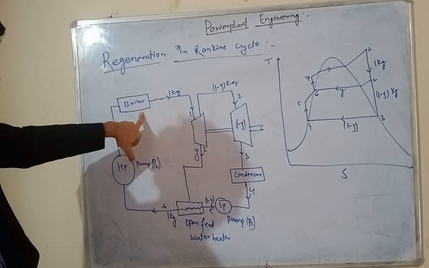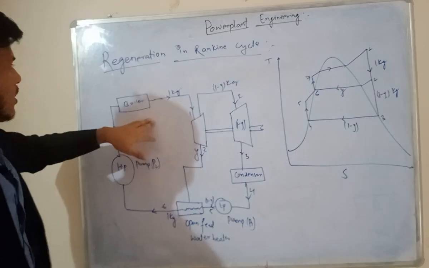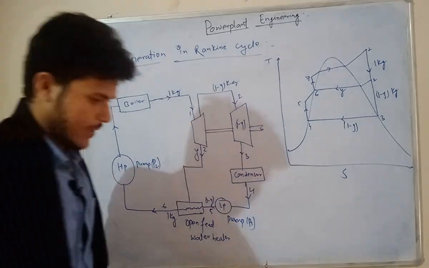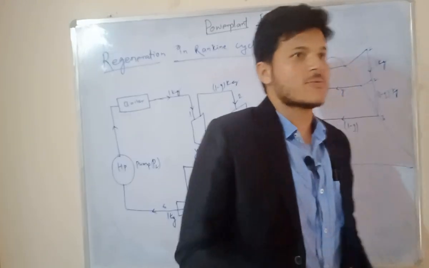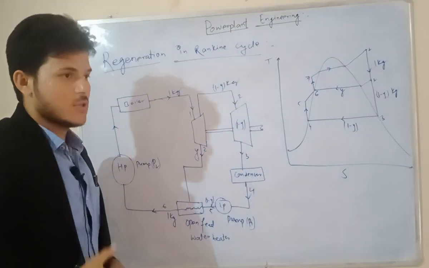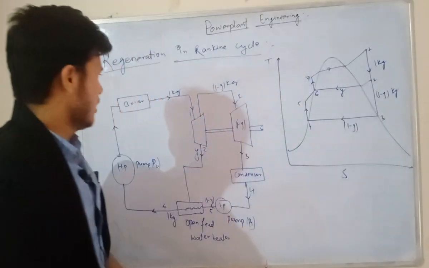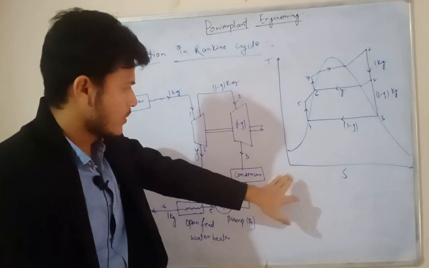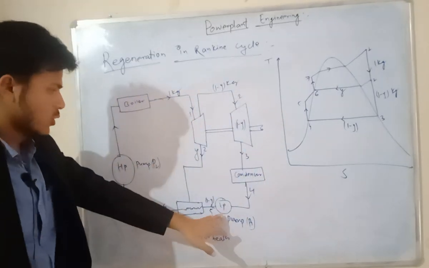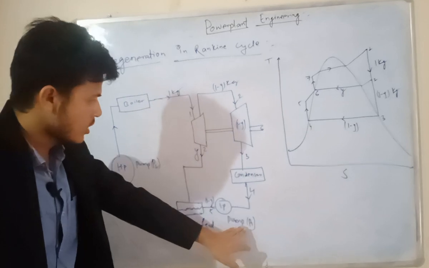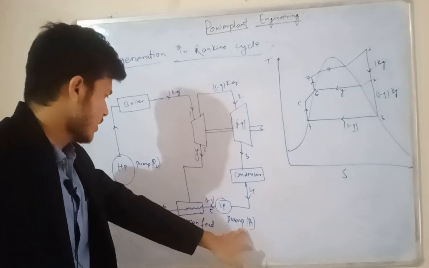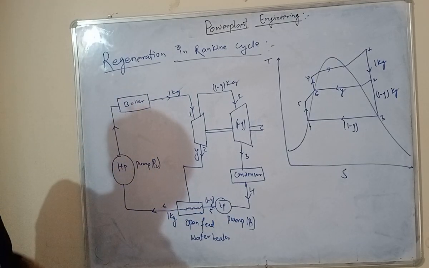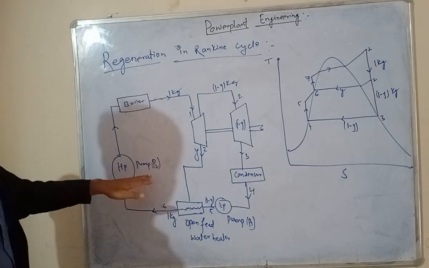All of you know that's a boiler. It means we are supplying heat at constant pressure. This is a turbine; these are two turbines. Here the steam will expand in a reversible adiabatic process. This is a condenser. As you know, here the heat will be rejected at constant pressure. This is a low pressure pump, P1, and this is an open feed water heater. This is a high pressure pump, pump 2.